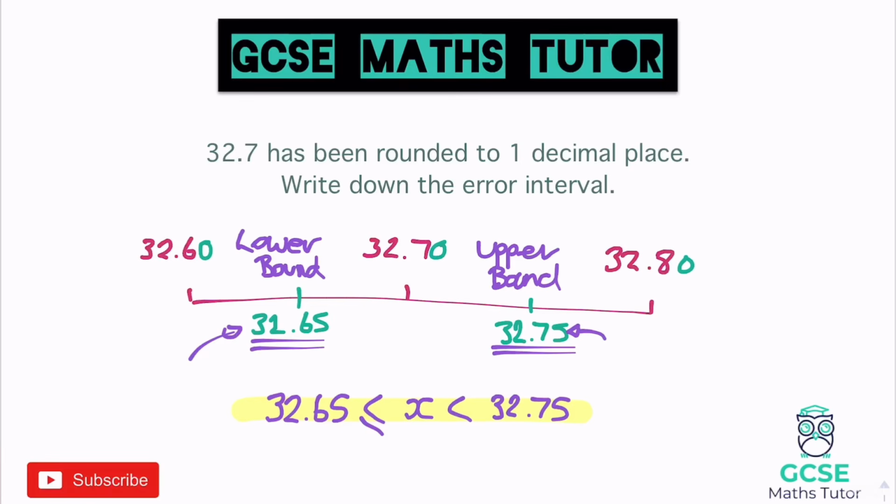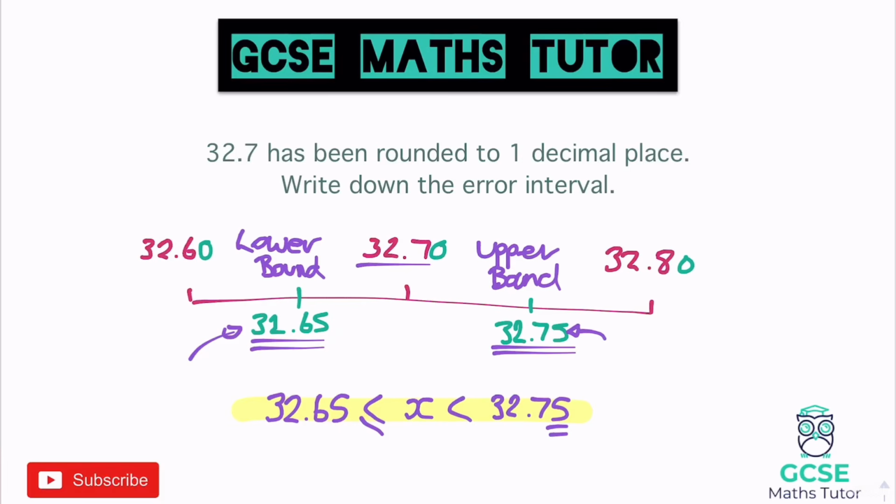Now that's the logic behind why we write the inequality the way we do, why we write this error interval like that. But there is just a nice little trick. Now if you look at this original number, 32.7, to get the upper bound, the only thing that's changed is this extra 5 on the end. And that's going to always be the case for these ones.